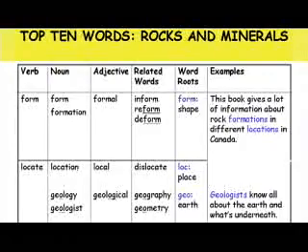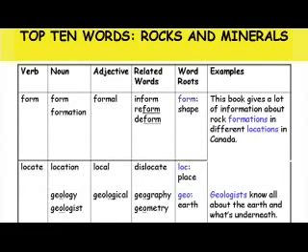And then the examples are taken directly from the context in which they're working. This book gives a lot of information about rock formation in different locations in Canada. And locations is an example for the word location. And we're teaching them that LOC has to do with place. So we can talk with them about, have you ever dislocated your shoulder, for example, to help them to see different forms of the words and different uses of the words.